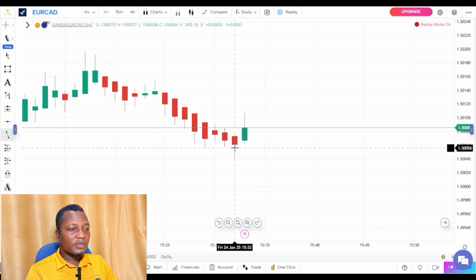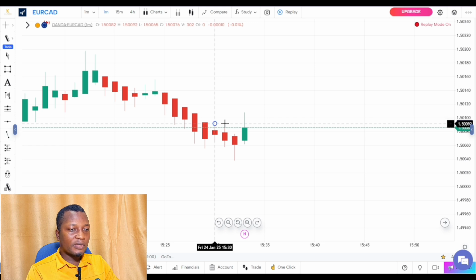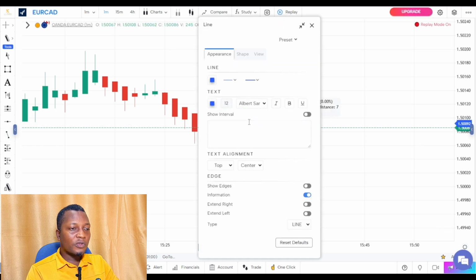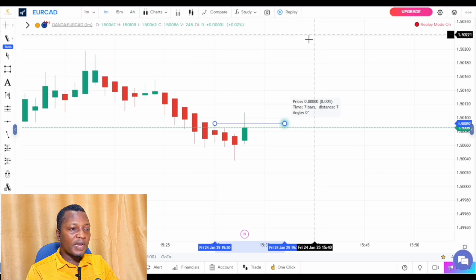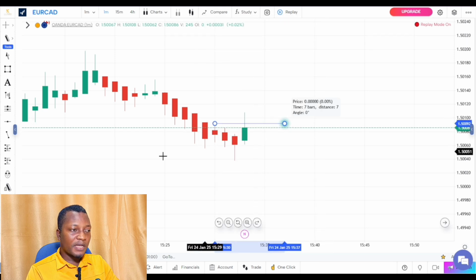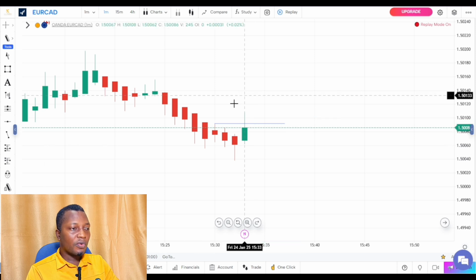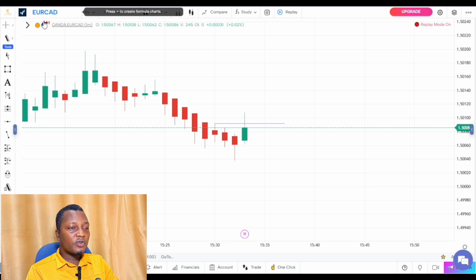Now, I'm going to count from the last 3 moves of the sellers, which is 1, 2, 3. Now, I will be marking out that area with a line. When the market goes above this area, that's when I'm going to be taking my trade. So if it closes above this area, I'm going to be opening a position right away. Now, let's see where our stop loss is going to be and where our take profit is going to be.